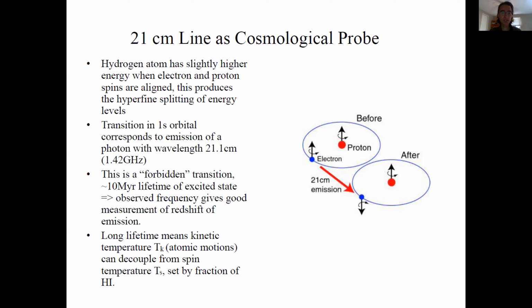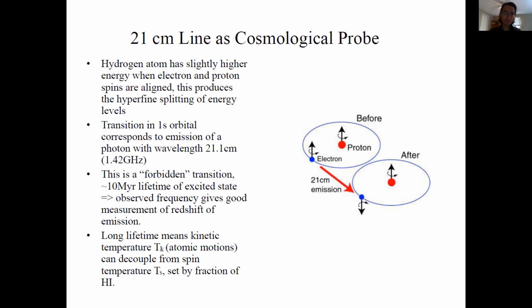The long lifetime also means that the spin temperature decouples from the kinematic temperature, so you can get a measurement of the ionization fraction at the time, which is less relevant to what I'll be talking about. But for a number of experiments that are looking at the reionization epoch, knowing how much of the intergalactic medium is ionized at the time is very crucial. So you're getting multiple measurements all at once.